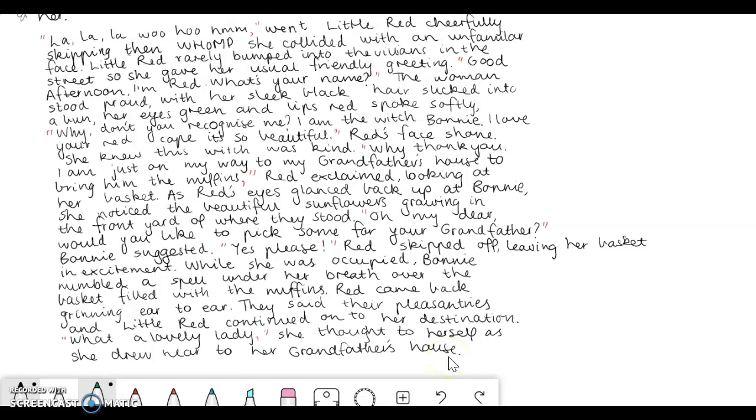What a lovely lady, she thought to herself as she drew near to her grandfather's house. So once again here, you can see when she does the spell, there's a slight hint of the problem. But so far, we don't know that this witch is evil. I haven't given too much away. I'm building the tension. And obviously then she's going to go to her grandfather's house. He's going to eat the muffin and things are going to go downhill. And that's when the problem will really start.